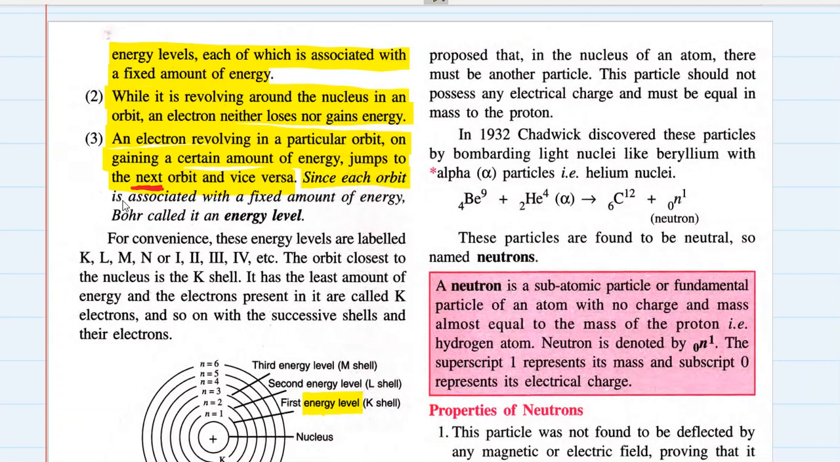So since each orbit is associated with a fixed amount of energy, Bohr called it an energy level. This name was given by Bohr. For convenience, these energy levels are labeled K, L, M, N, or 1, 2, 3, 4. The orbit closest to the nucleus is the K shell. It has the least amount of energy, and the electrons present in it are called K electrons. And so on with the successive shells and their electrons. Simple.